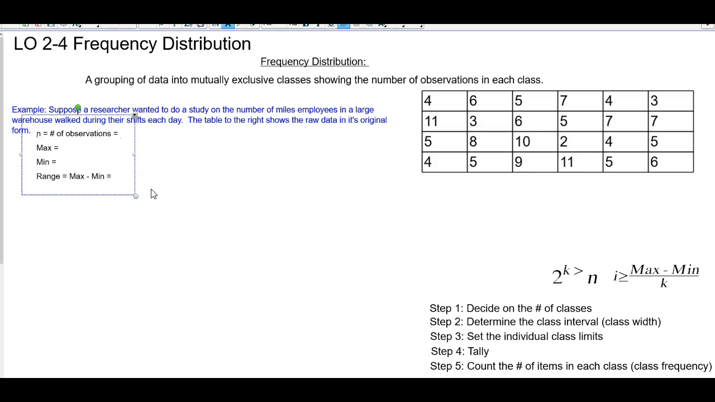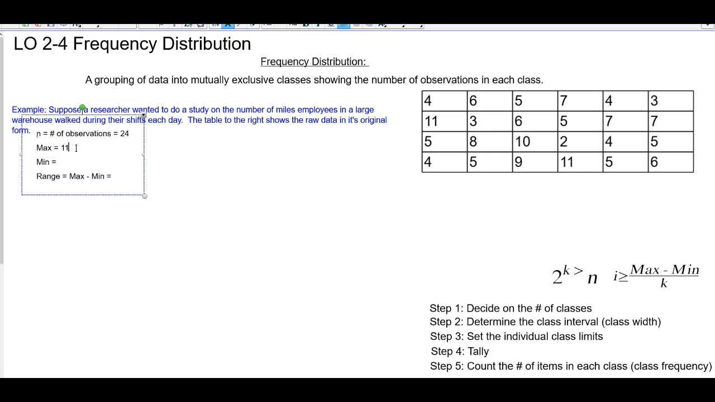So let's get started calculating and creating our frequency distribution. Before I do anything, I like to find the number of observations, our maximum, minimum, and our range, just simply because we use this when we are finding our frequency distribution. So our number of observations, we can see here easily from this table, we have 6 across, 4 down, we have 24.